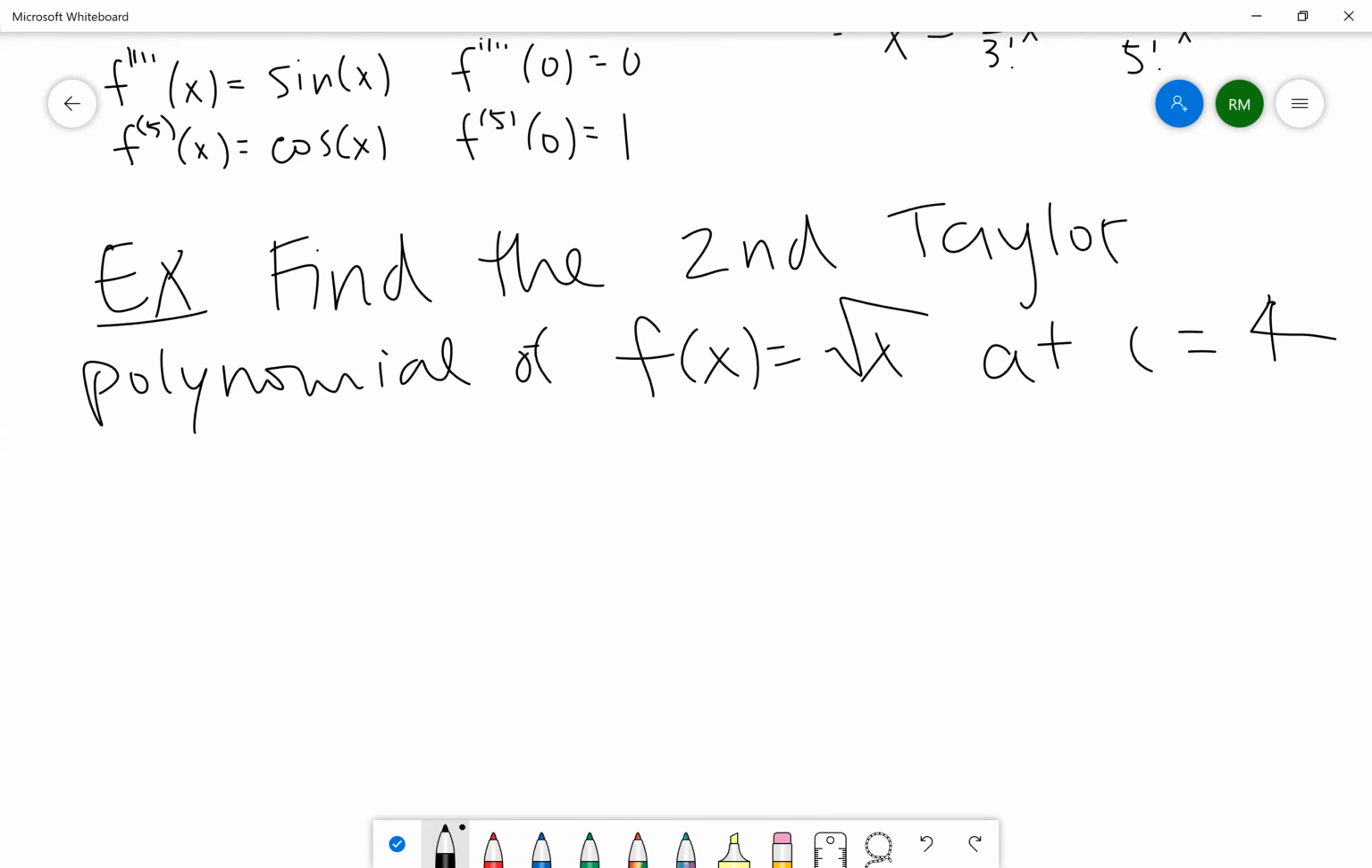All right, now you've had a chance to do that. I will give you the answer, but I expect to see your work in your notes. You should get a Taylor polynomial that looks something like this.